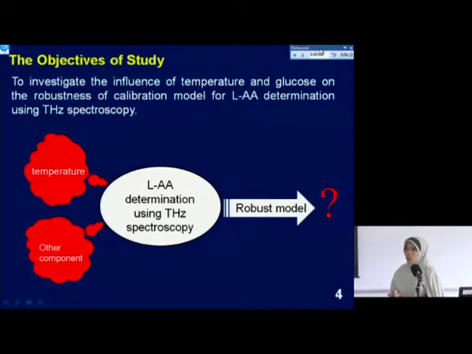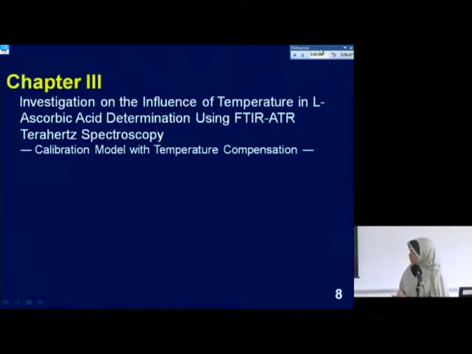So the overall objective of my study is to investigate the influence of temperature and glucose on the robustness of calibration model for LAA determination using terahertz spectroscopy. But in particular, in this presentation, I'm going to talk about chapter 3 of my thesis because of the limitation of presentation time. So I'll focus on the calibration model with temperature compensation.